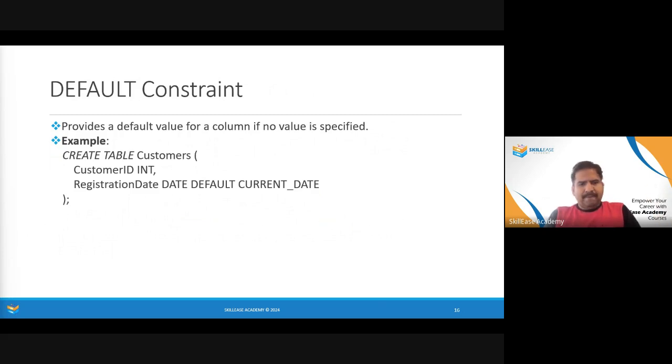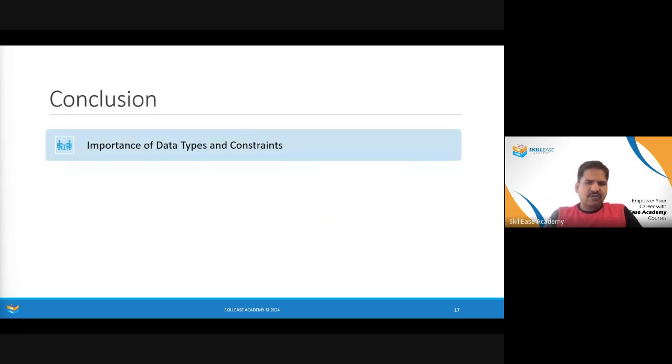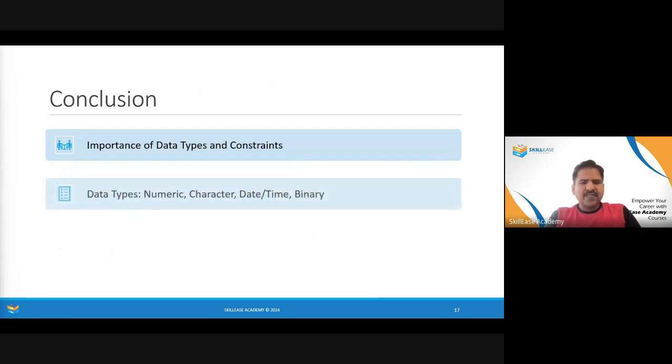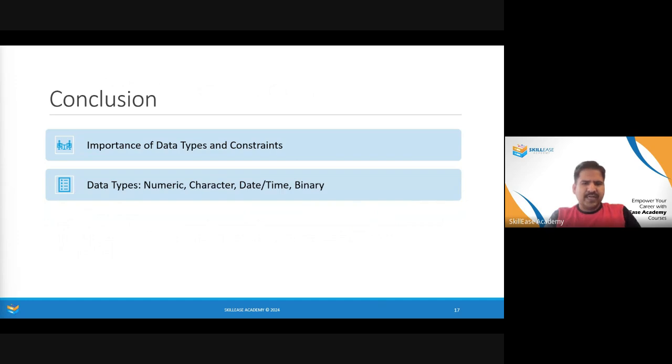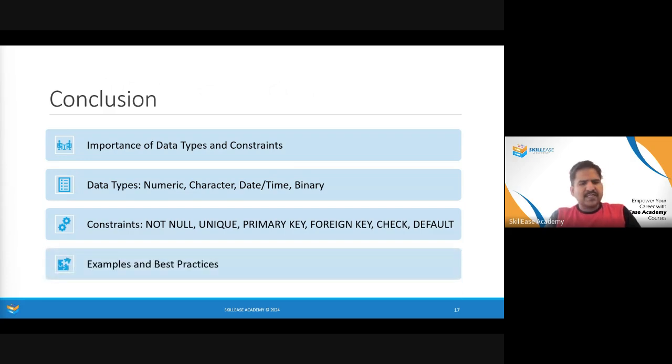So here comes the conclusion of today's lesson. What we have covered is the importance of data types and constraints. We have seen different types of data types. We have seen different types of constraints. We have seen some examples and best practices and so on.